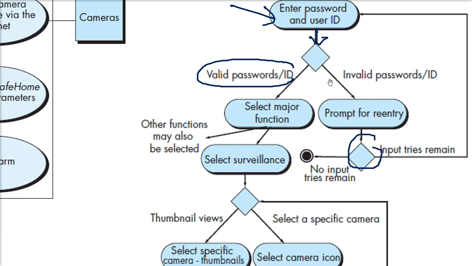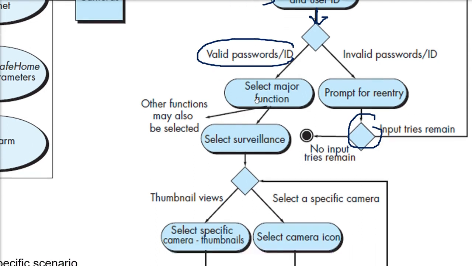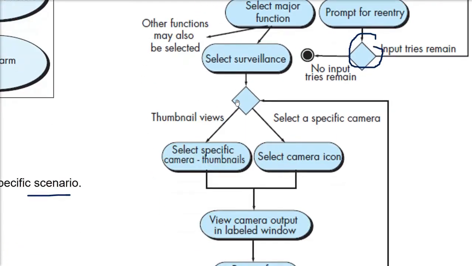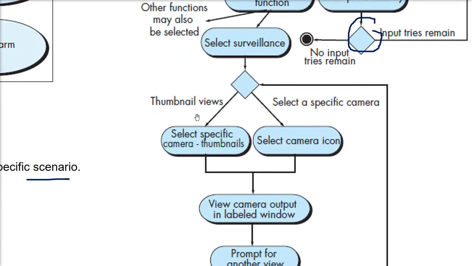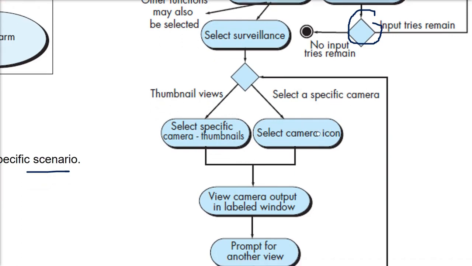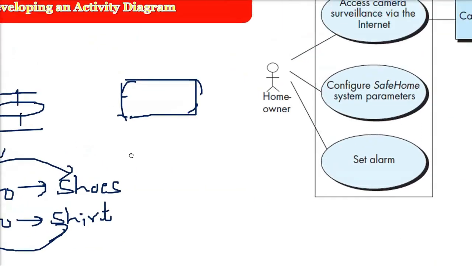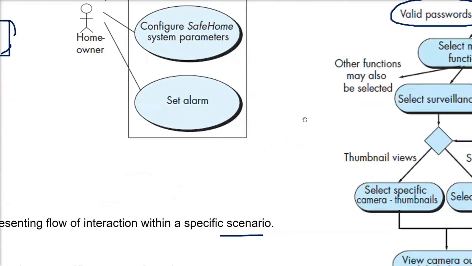So after entering the password, if it is a valid password, it is okay, we select the major function. If it is an invalid password, then we are prompted for re-entry. If we select the major function, then we go to select surveillance. Then we have either thumbnail views or selecting a specific scenario. These two functions are the parallel activities. Selecting the camera icon and selecting specific camera thumbnails are parallel activities because they work together.